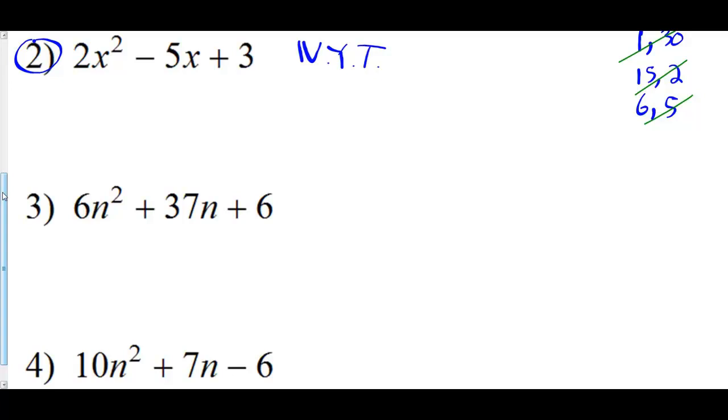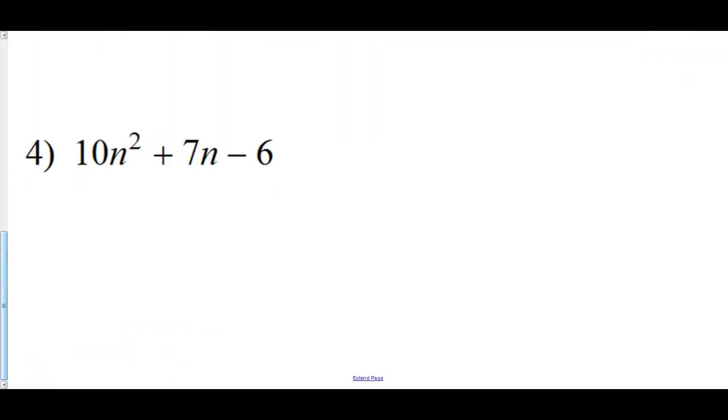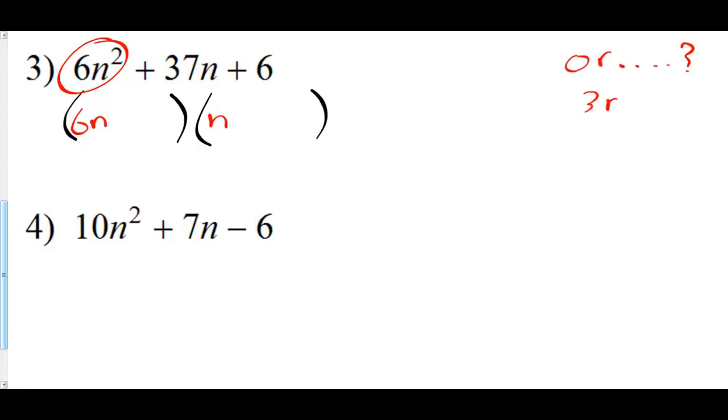Look at the next problem, number 3. Do all those numbers divide by 6? No. So we're going to have to go the two parentheses route. Now 6n squared could either be 6n times n, or it could be 3n times 2n, right? We don't know which it is, but we'll go with 6n times n for starters, because that'll give us 6n squared. Also 3n times 2n obviously gives us 6n squared.